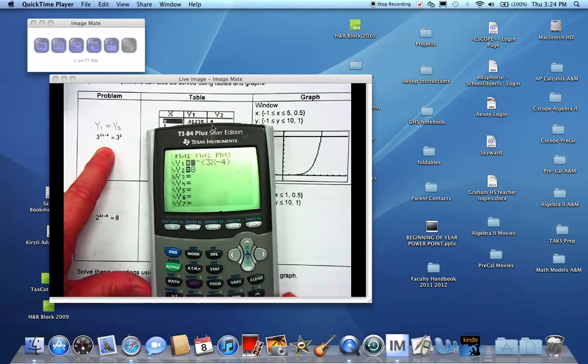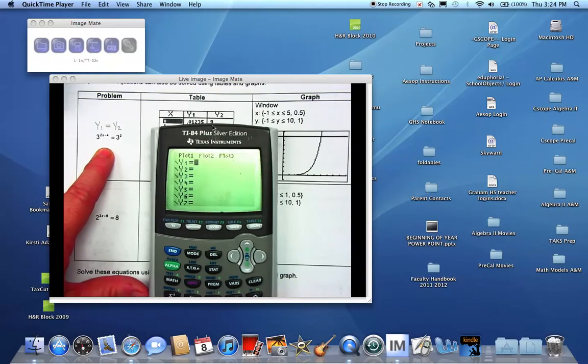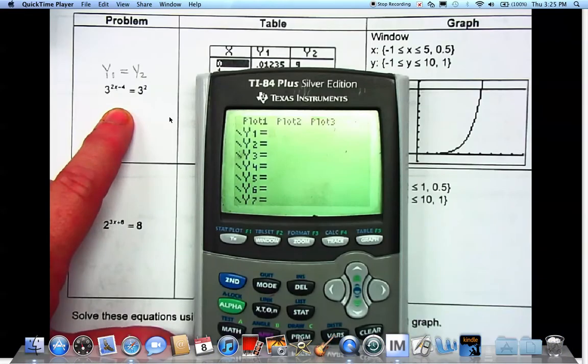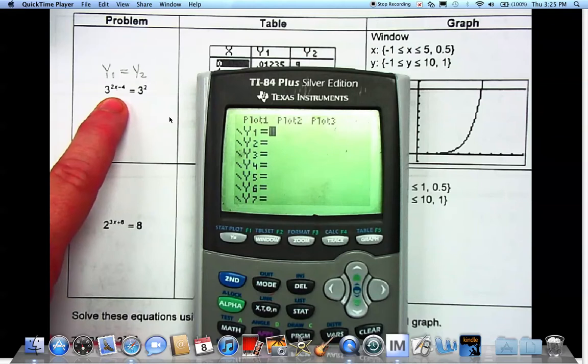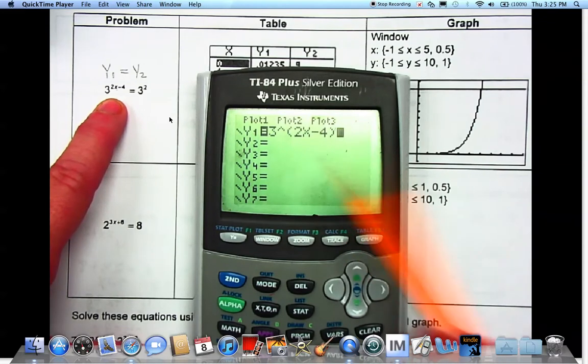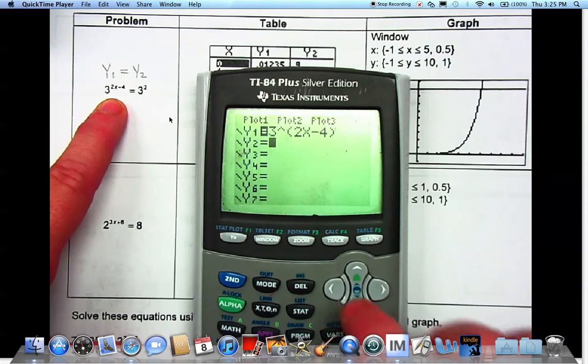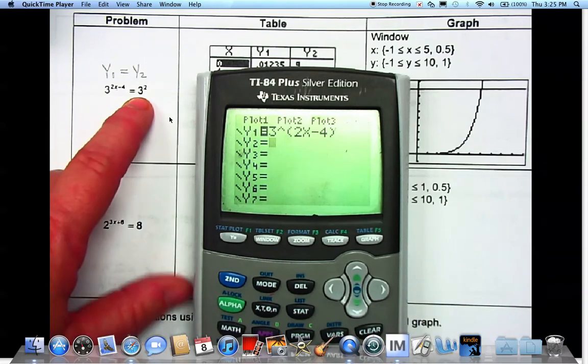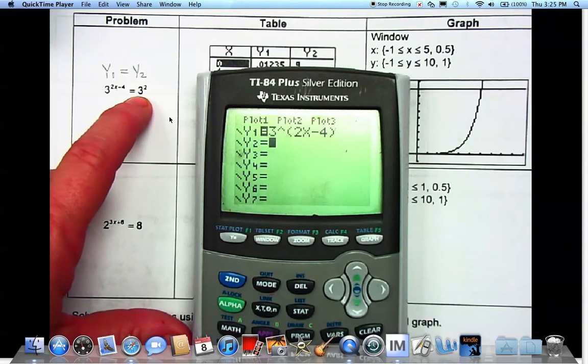We'll go to Y equals and clear anything that's in there. We're going to put in Y1. Will you put parentheses? Yes, you're going to have to put parentheses around the 2x minus 4. So you have 3, caret, parentheses, 2x minus 4. Everybody knows where the caret is, right? It's called a caret. And then 3 to the second goes in Y2.